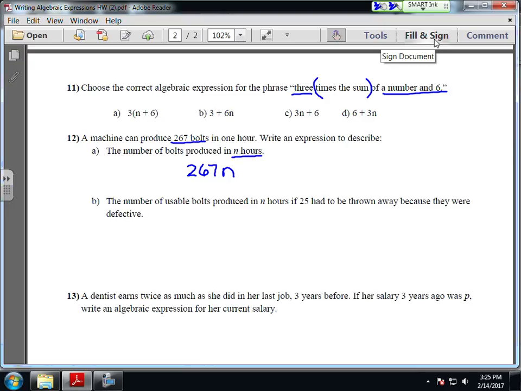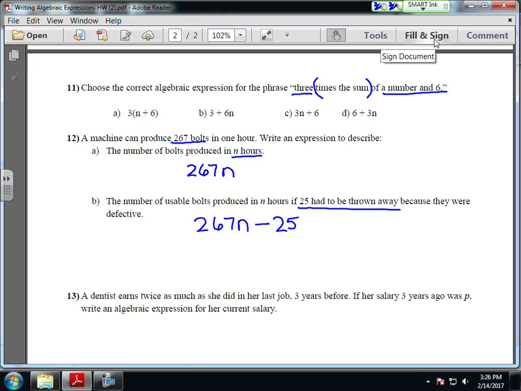All right, letter B says the number of usable bolts produced in n hours if 25 had to be thrown away because they were defective. So we still need 267n, but now it's saying 25 had to be thrown away. How do I show thrown away? Is that adding or subtracting? Yeah, I have to subtract how many? 25.